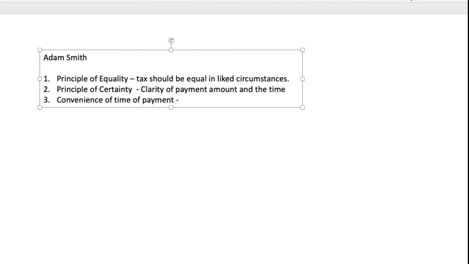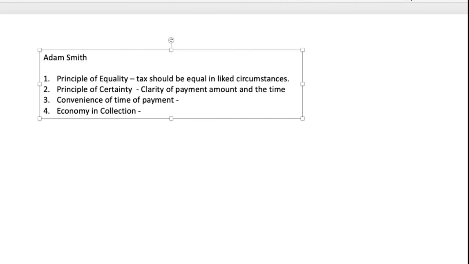So next, the third one, there is convenient time of payment. Next is economy in collection. So what is economy in collection? The tax collection machinery should not be allowed to eat away the entire tax that they have collected. If the entire amount of tax is spent towards the salary of the tax machinery, then the noble object of tax, that is welfare of the state, is a failure. So economy in collection should be there.